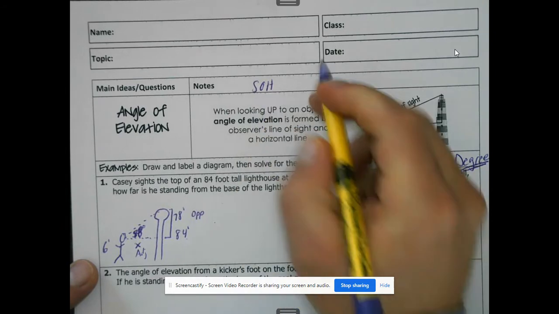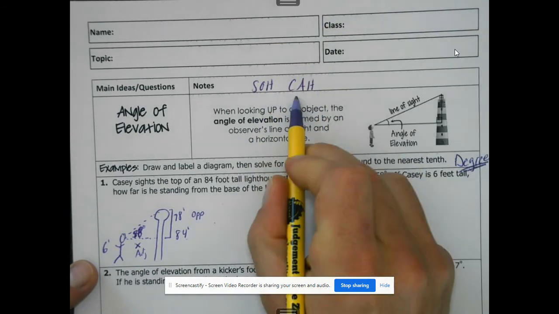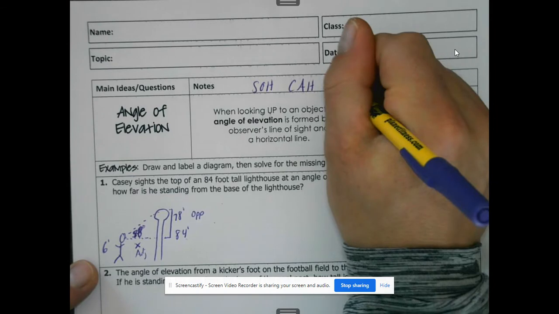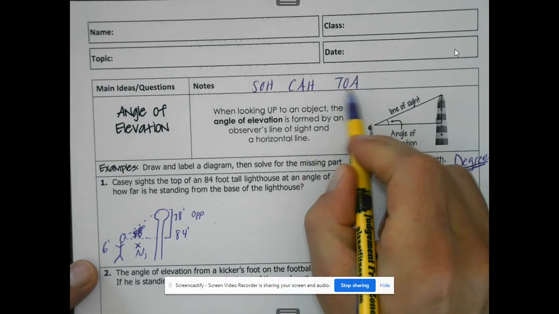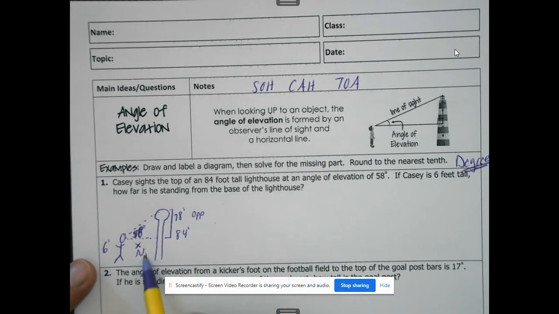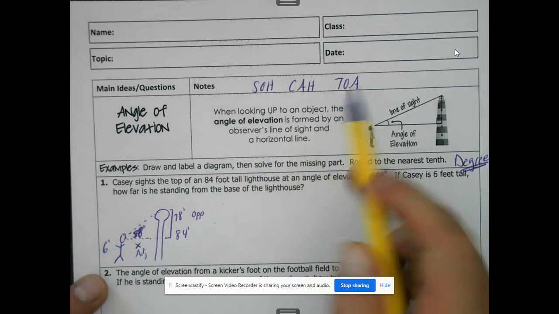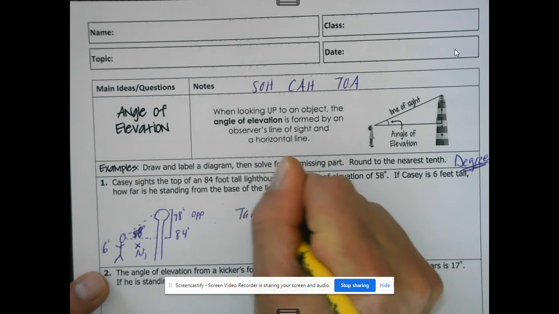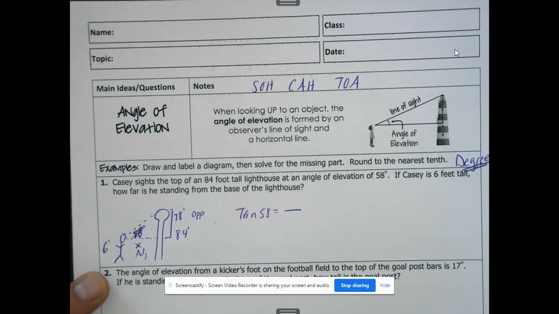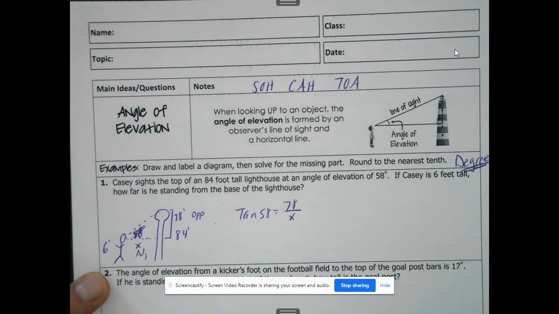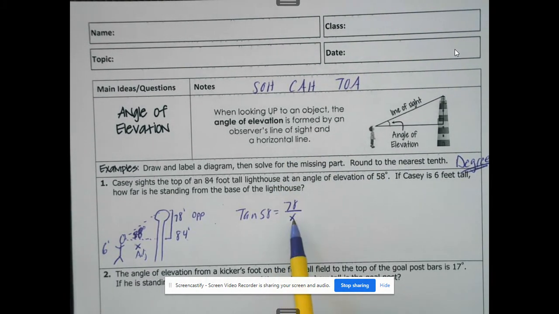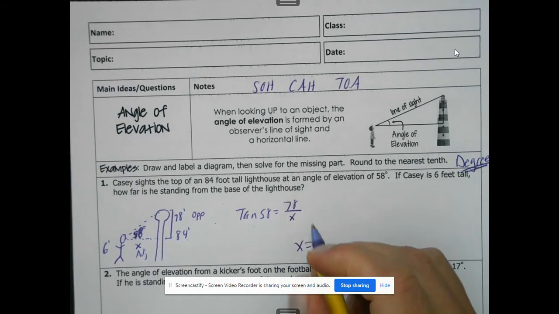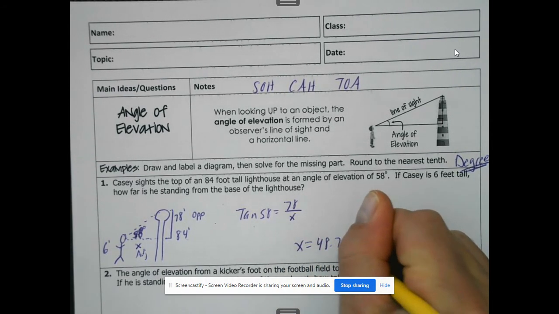Sine equals opposite over hypotenuse. Cosine equals adjacent over hypotenuse. And tangent equals opposite over adjacent. So in this case, we got the O and the A. We're going to use tangent. All right, so tangent is the equation. Tangent of 58 degrees equals opposite over adjacent, 78 over x. And recap, if the variable's on the bottom, we have to divide. So I would type in 78 divided by tangent 58. If you do that correctly, you should get 48.7 feet.